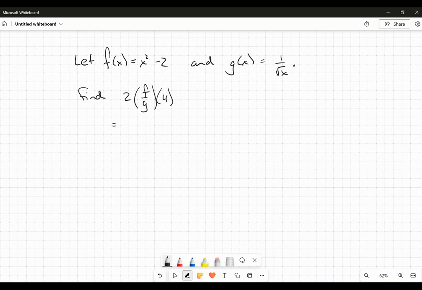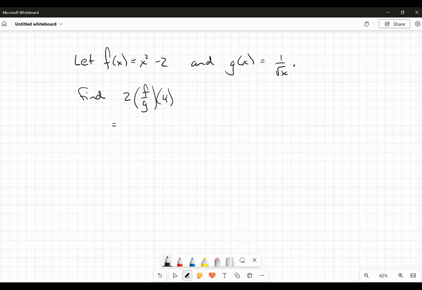Sometimes when we teach this, at first students kind of react really positively to it until we start to ask specific questions, and then it can get a little confusing here. So f of x is equal to x squared minus 2, and g of x is 1 over the square root of x. So what do we mean when we write 2 multiplied by f divided by g, and then with the 4 in brackets there?